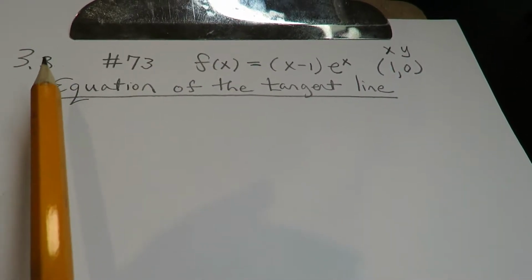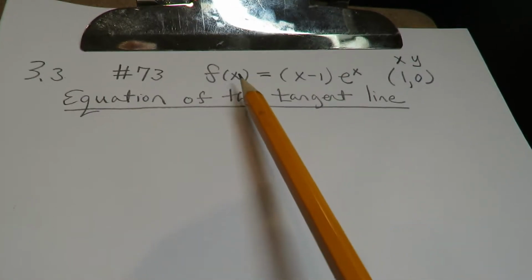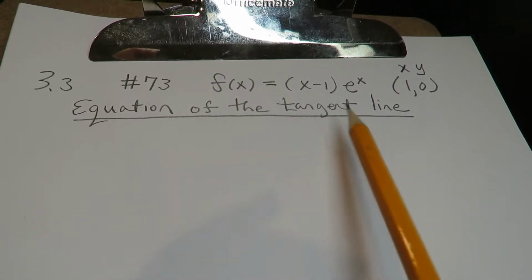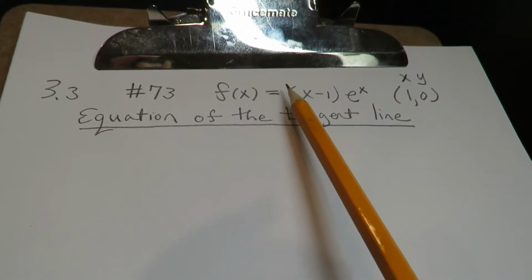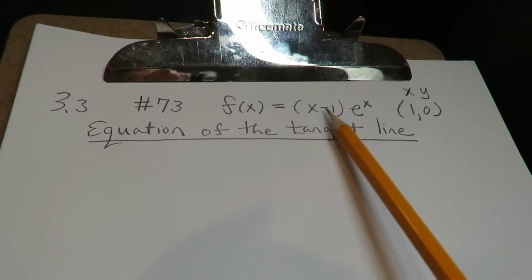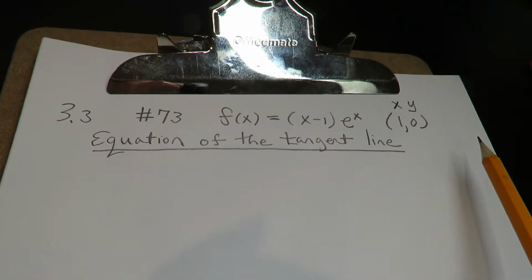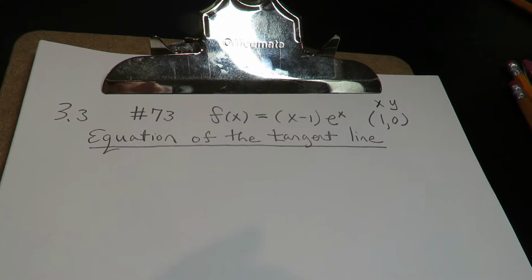Hi gang, this is section 3.3, number 73. We are going to find the equation of the tangent line of this function at this specific point, okay? So this is a particular function. At this point on the function, we're going to find the corresponding tangent line.